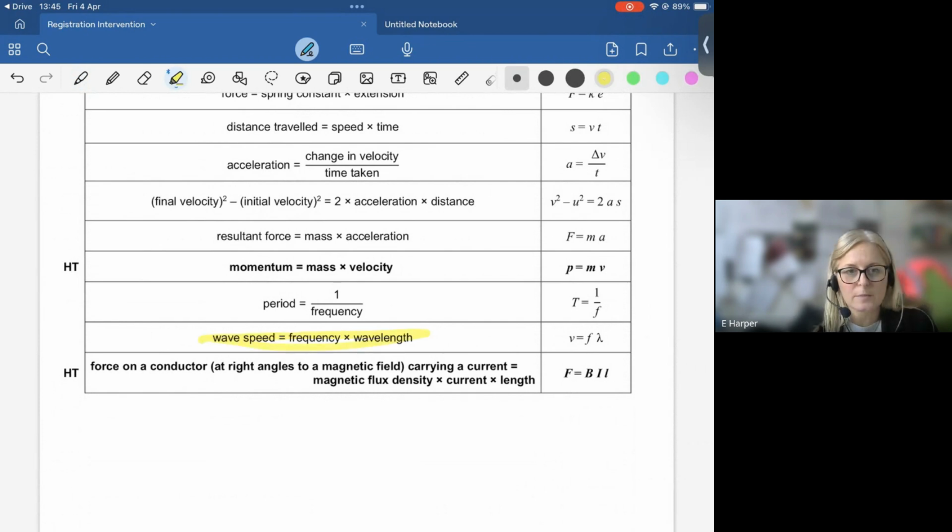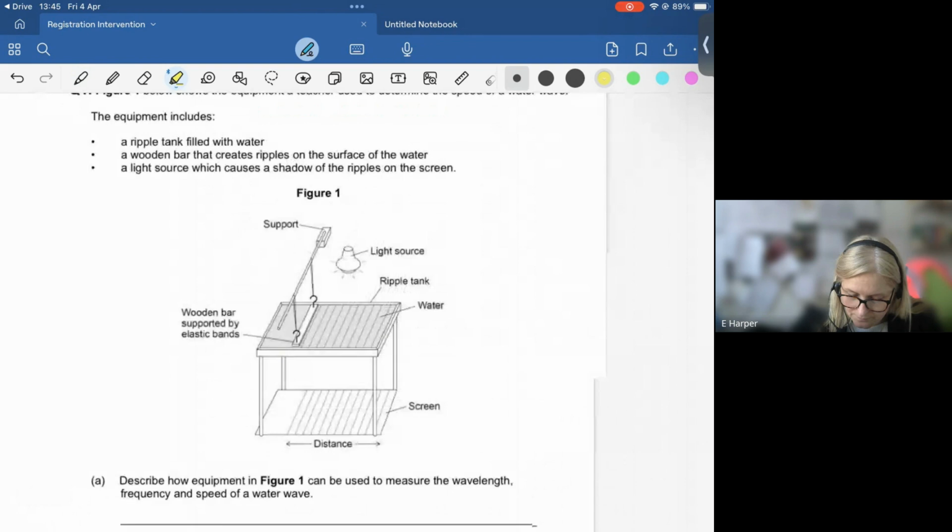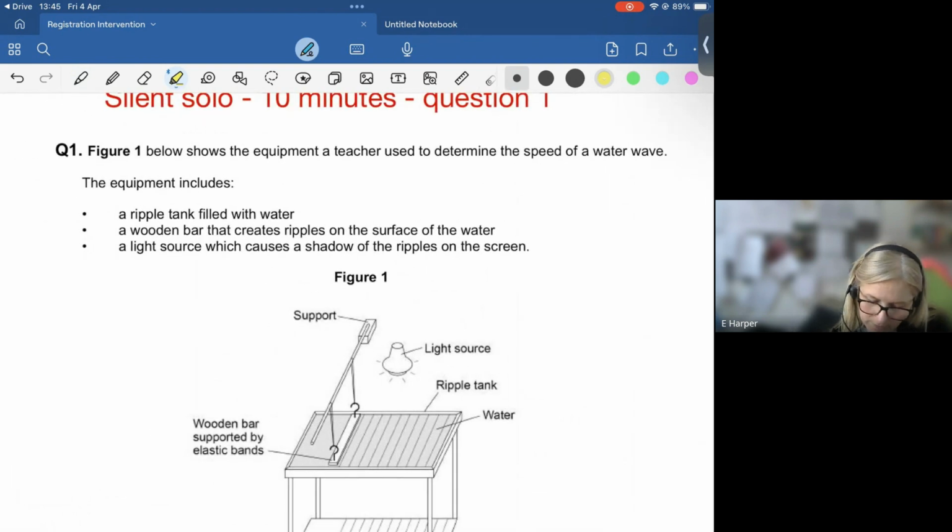We want to work out the speed of a wave. We need to work out the frequency and multiply it by the wavelength. So we can go straight away now to our question, and I'm going to make a quick note of that because I'm not sure what the question's asking me yet, but that is something that's quite important.